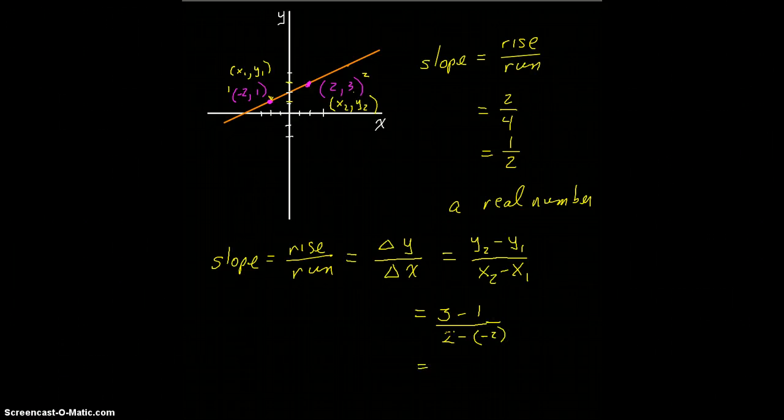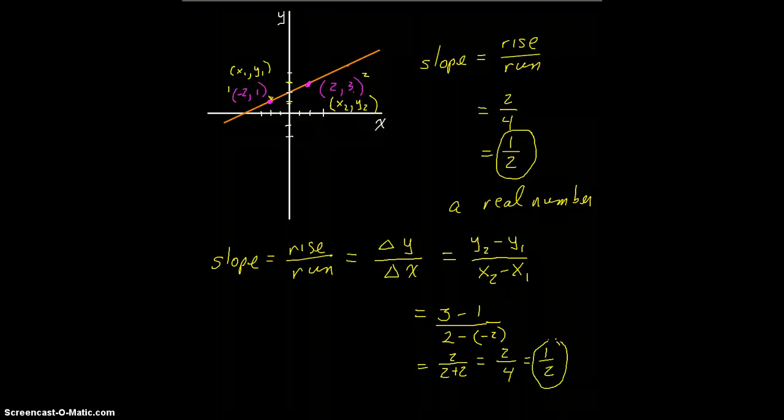Right, so this comes out to be 3 minus 1 is 2. 2 minus a minus 2 is 2 plus 2. So this comes out to be 2 over 4, which is 1/2, which we knew, because that's what we got before, right? We got 1/2 up here. We get 1/2 again, as we should. Great.